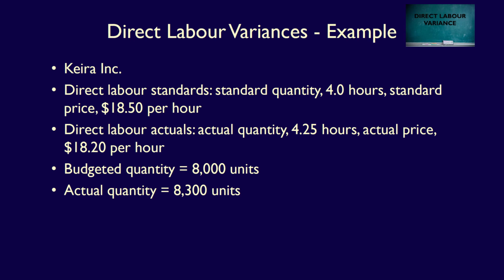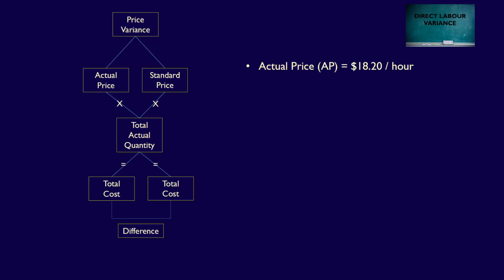We'll now use the relevant information to calculate the direct labor price variance. Using our flowchart, we have the actual price, denoted as AP, of $18.20 per hour. Note that this is sometimes denoted as AR, actual rate, but it means the same thing. We also have the standard price, denoted as SP, $18.50 per hour. This also is denoted sometimes as SR, standard rate, but again, it means the exact same thing. I prefer to keep it consistent with the direct material variance calculations, just to make it easier to remember.